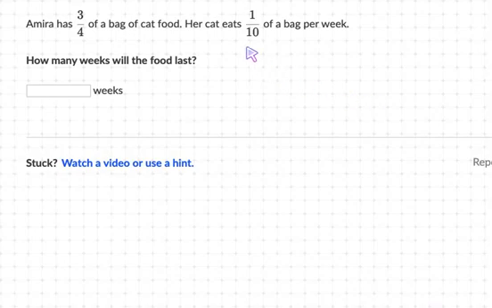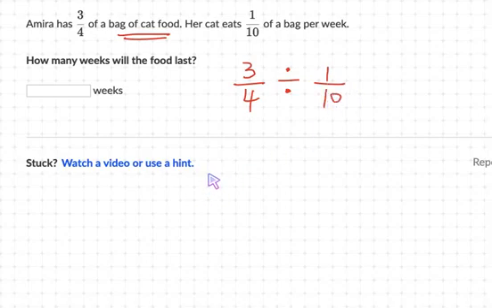All right, so we're trying to decide what it is that we're dividing into little pieces. That would be your bag of cat food. That's the amount that we need to divide into smaller pieces for the amount of food that her cat's going to eat per week. So we have 3/4 of the bag divided into 1/10 portions that the cat will eat each week. I could solve it by tape diagram or the algorithm method.